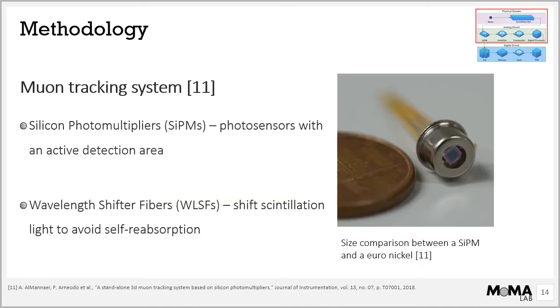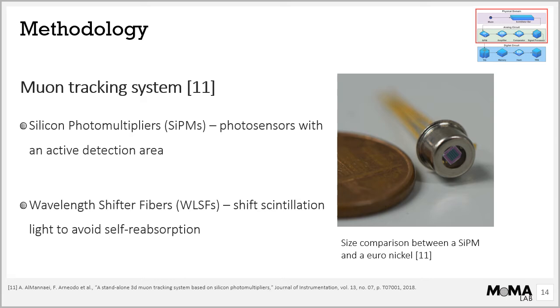So in order to evaluate our quantum random number generator, we had to use a muon tracking system. The muon tracking system used for our design uses multiple plastic scintillator bars that contain a wavelength shifter fiber, which is connected to a silicon photomultiplier. Silicon photomultipliers are compact photosensors with an active detection area of about 1 millimeter squared.